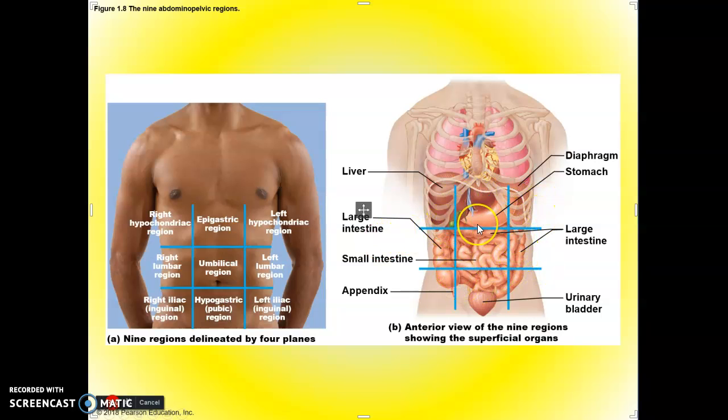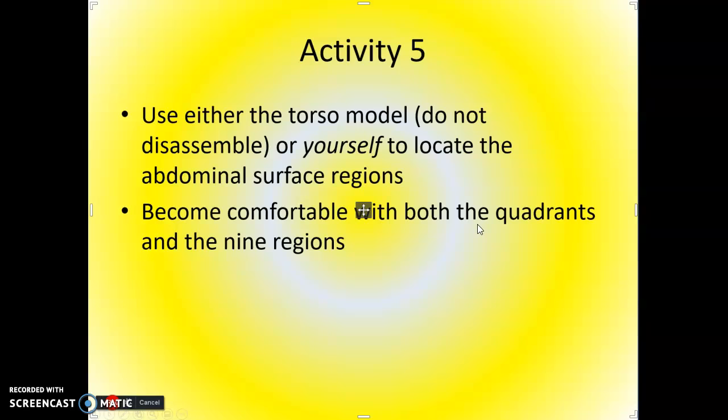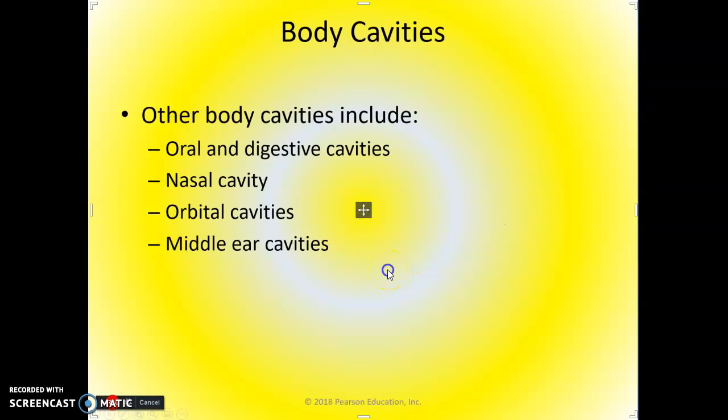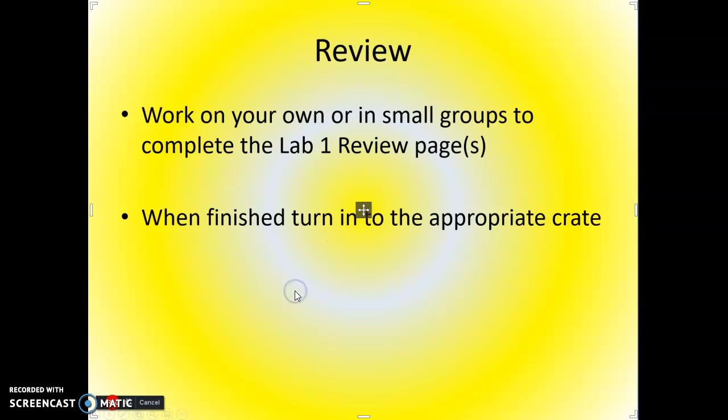Some people prefer to divvy it up this way. So for activity 5, you're going to use either the torso model, again, please don't disassemble it, or yourself to look at the abdominal surface regions. You can just feel on yourself where those four things would be, or those nine things would be. Become comfortable with both the quadrants and the nine regions. There are some other body cavities: the oral and digestive cavity, the nasal cavity, the orbital cavity, that's where your eyes are, and the middle ear cavities. We'll get into those quite a bit as we go further on.